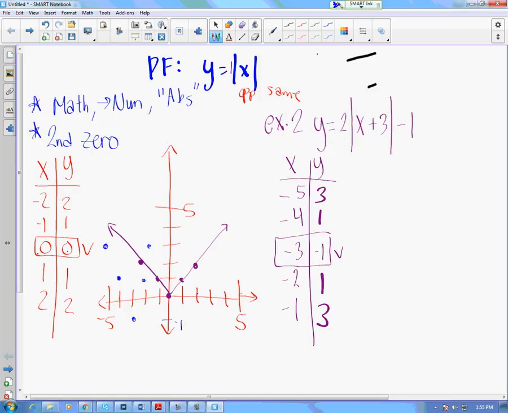1, 2, 3. Does it look like a vertical stretch, does it get skinnier? Does my blue V get skinnier than the purple V? Yes or no? Yes. It did. Because our multiplier was greater than 1, it's a vertical stretch. And when you stretch something, it gets skinnier.